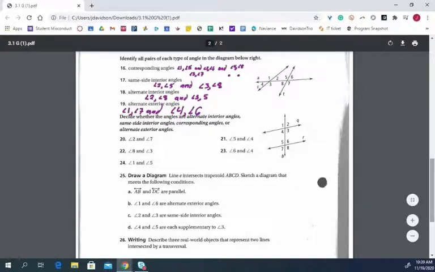So 2 and 7. Are they on the outside or inside? They're on the outside, right? Exterior. Are they on the same side of the line? No. They're alternate, right? So number 20, alternate exterior angles. Feel free to abbreviate.